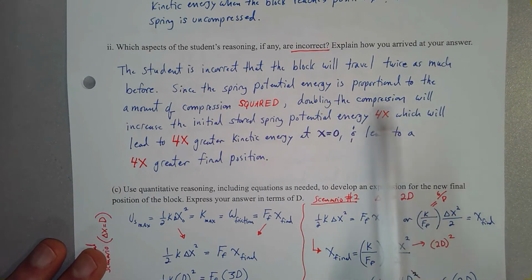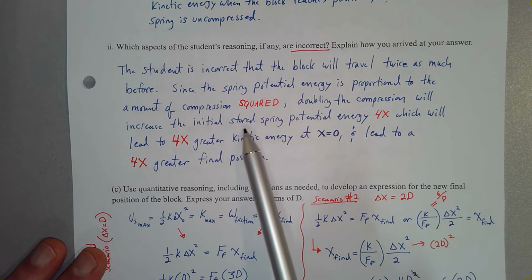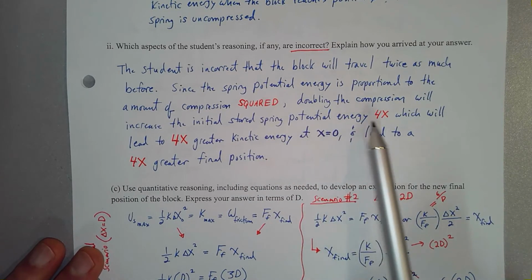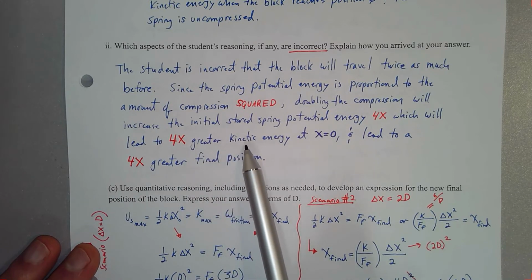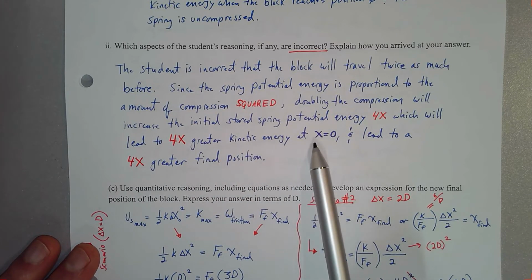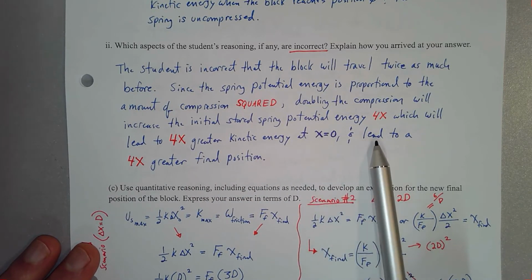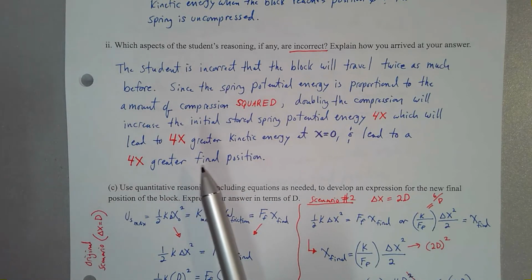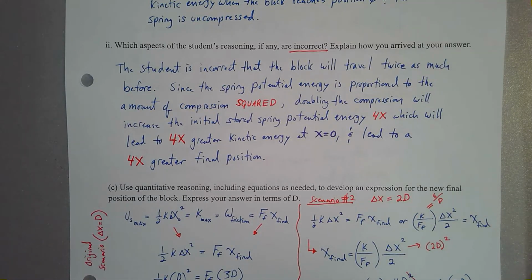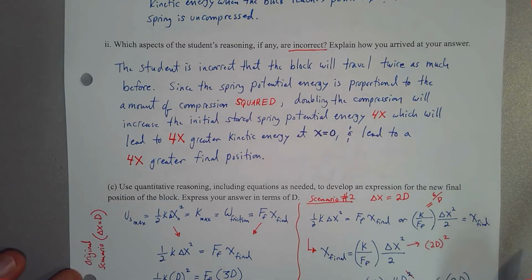Doubling the compression will increase the initial stored spring potential energy 4 times, which will lead to a 4 times greater kinetic energy that the block will have at position 0, and consequently lead to a 4 times greater final position. So it's going to go 4 times farther, not just 2 times farther. So that's conceptually or qualitatively thinking through the rationale.